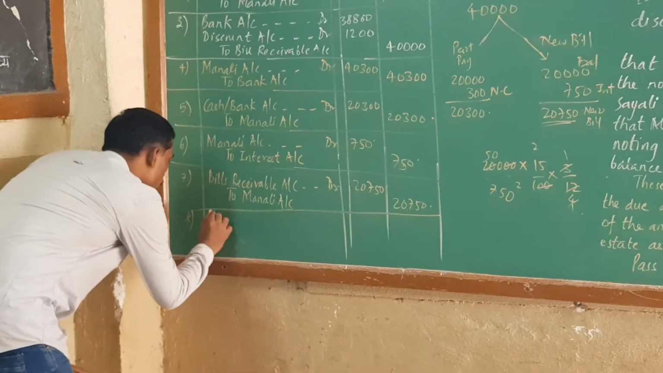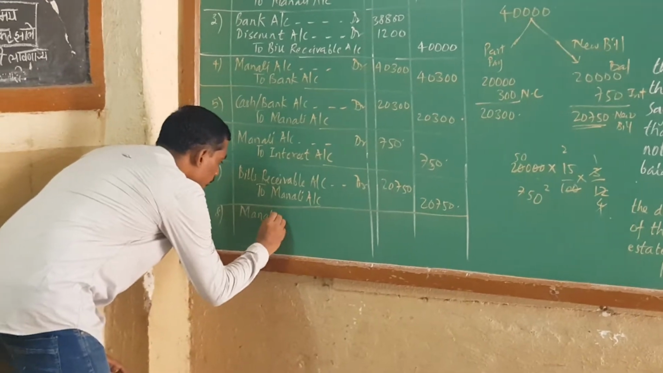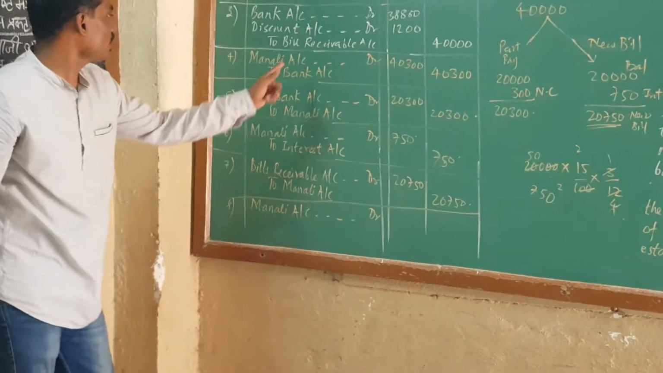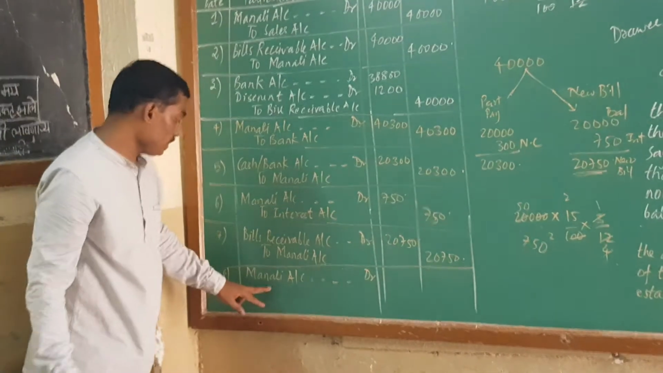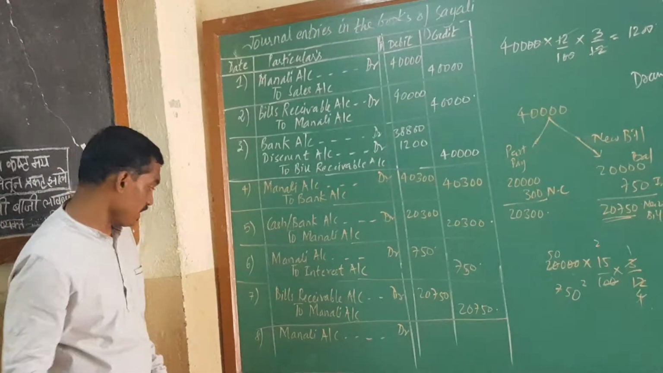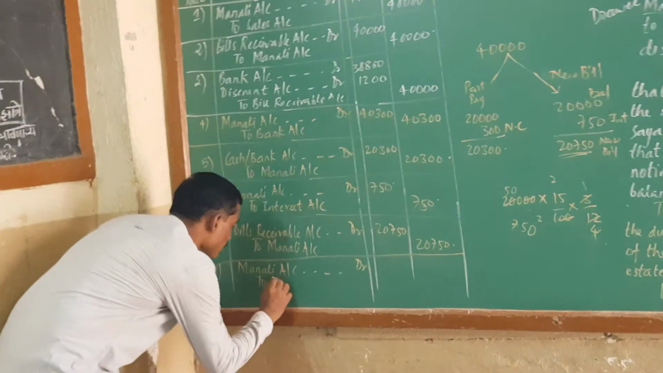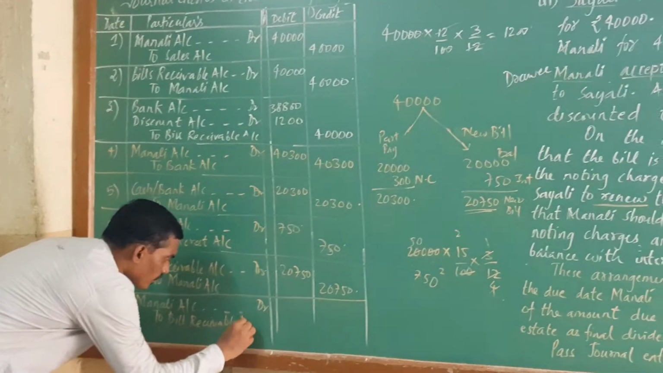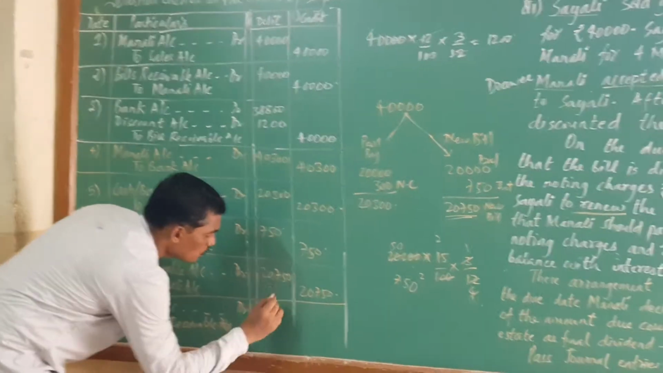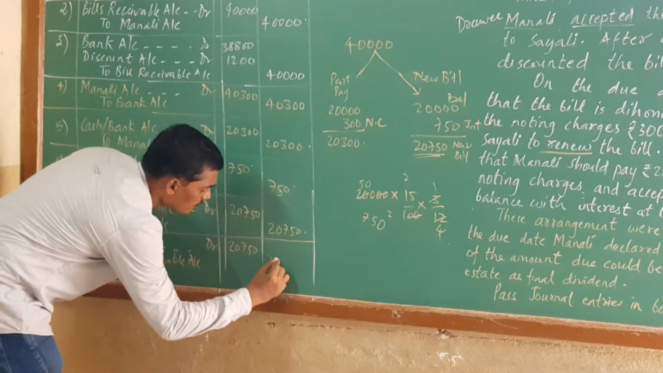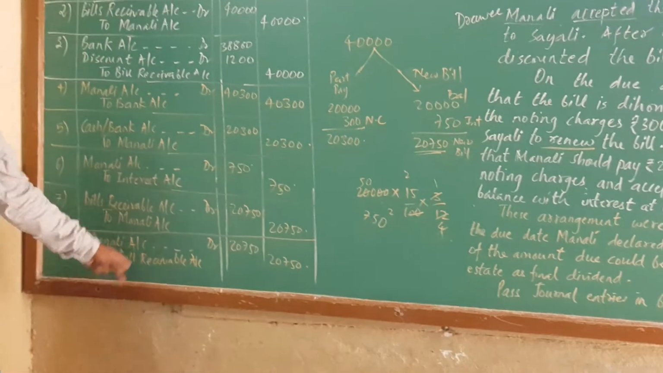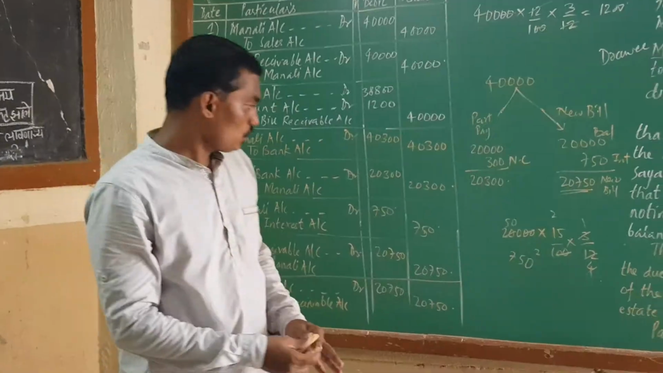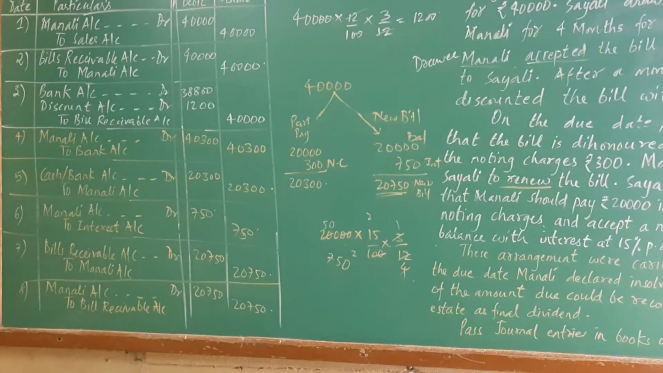For the cancellation, that is the dishonor entry: Manali account debit to bills receivable account. Manali account is debited with the amount of the bill, which is 20,750. So this is the dishonor or cancellation of the bill. Now we have to write down the final settlement.